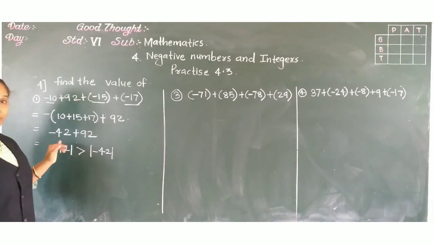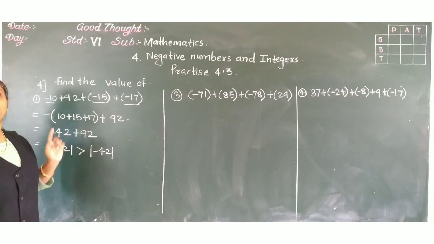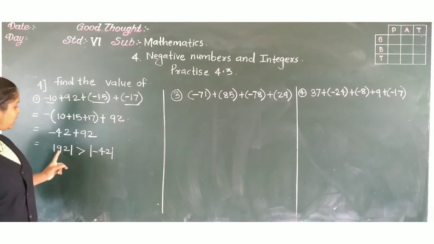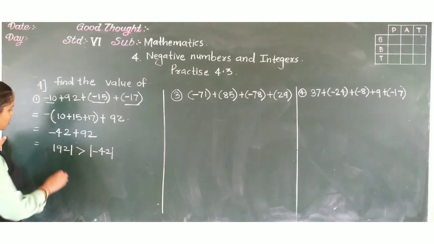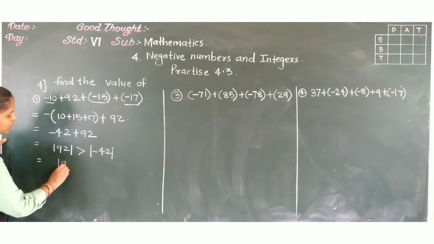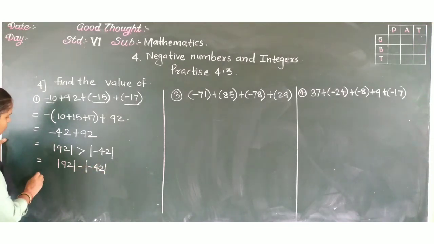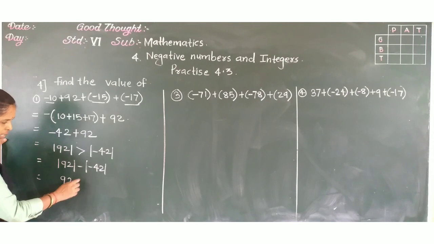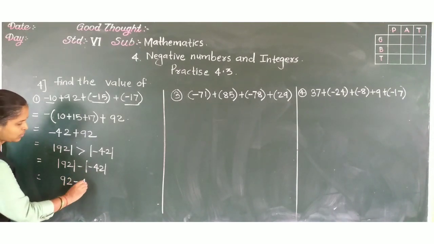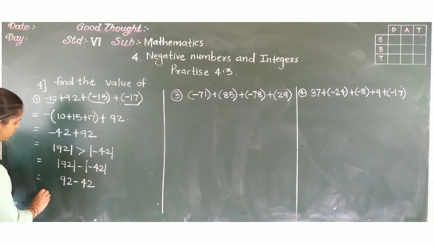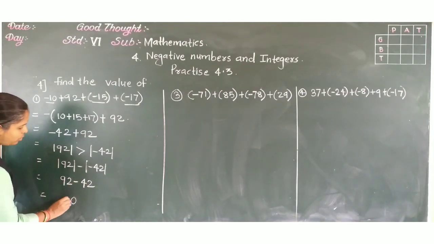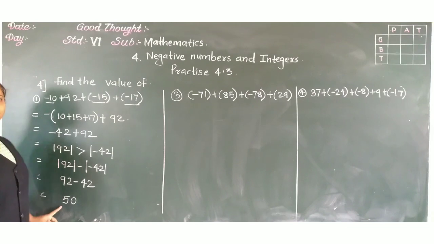So our answer will be positive or negative? Positive. Why? Because 92 has a positive sign. So we have to subtract the absolute values. Okay. Now absolute value of 92 is 92 minus, and what is the absolute value of minus 42? Plus 42. So the answer is 2 minus 2 is 0, 9 minus 4 is 5, so 50.